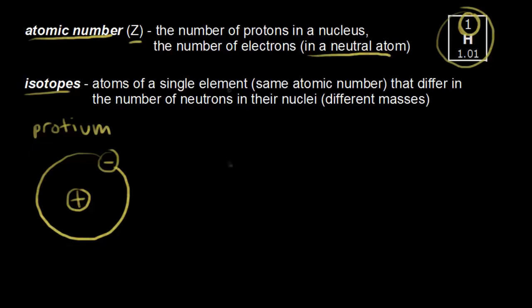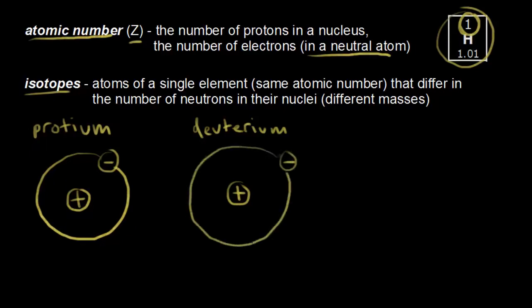And so let's talk about the next isotope of hydrogen. So this is called deuterium. So let me go ahead and write deuterium here. Deuterium is hydrogen, so it must have 1 proton in the nucleus, and it must have 1 electron outside the nucleus. But if you look at the definition for isotopes, atoms of a single element that differ in the number of neutrons, protium has 0 neutrons in the nucleus. Deuterium has 1. So let me go ahead and draw in deuterium's 1 neutron.